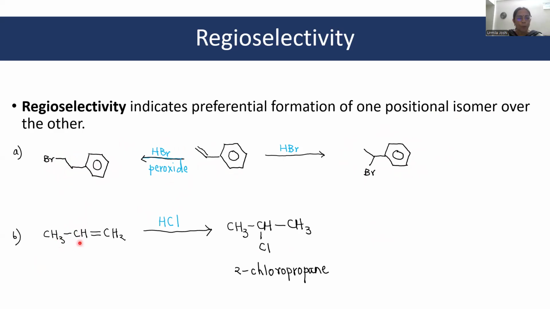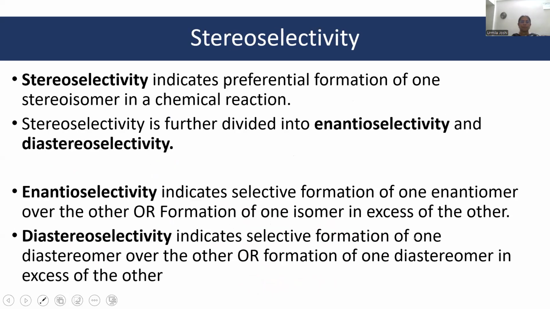Similarly, when propene is treated with HCl, it undergoes Markovnikov addition in which hydrogen goes to the carbon containing more hydrogens and chlorine goes to carbon number 2, resulting in formation of 2-chloropropane. So, one positional isomer is selected, 2-chloropropane is selected over 1-chloropropane. This is a regioselective reaction.